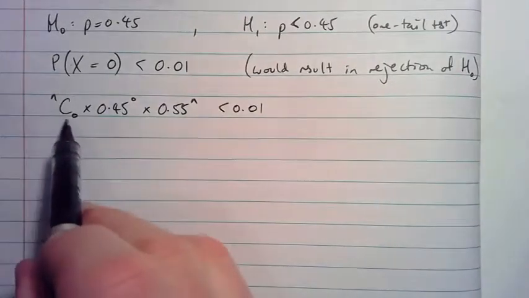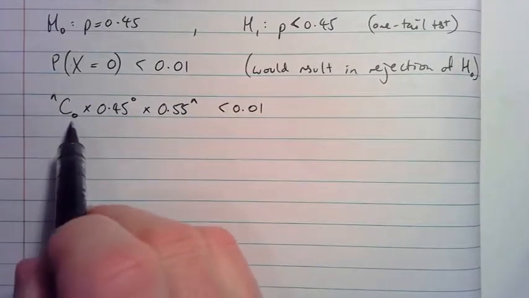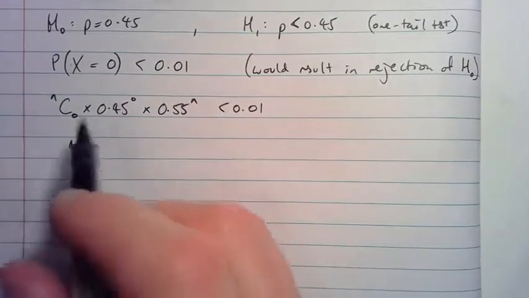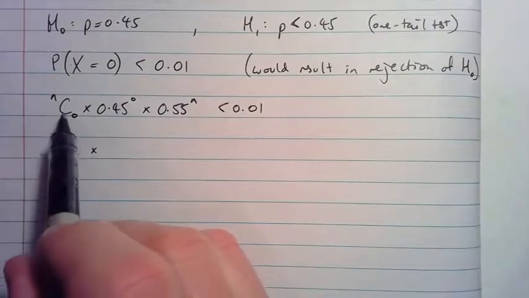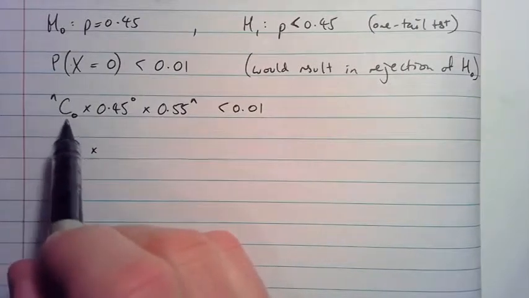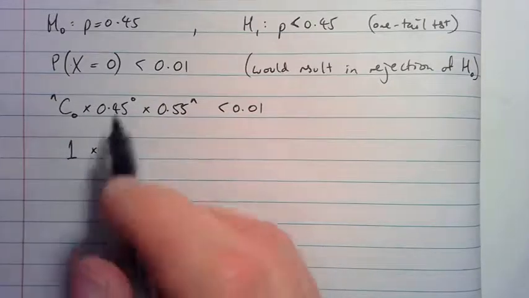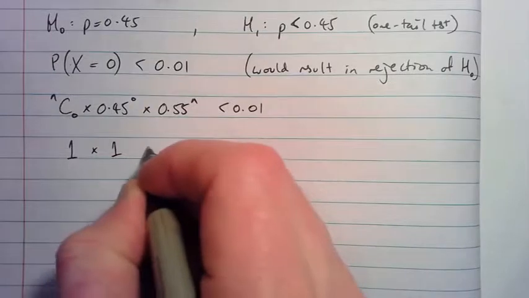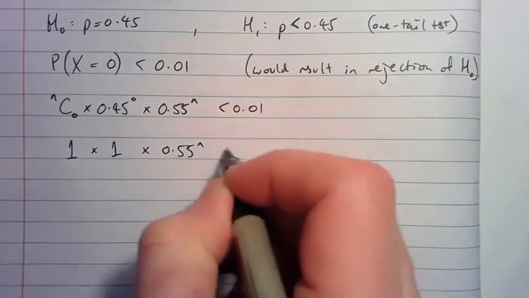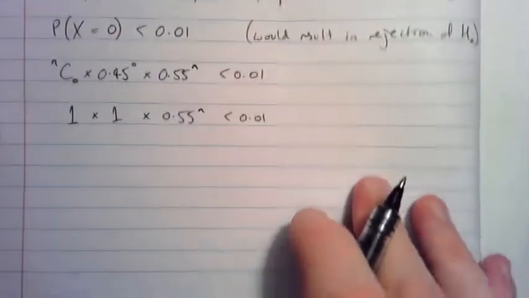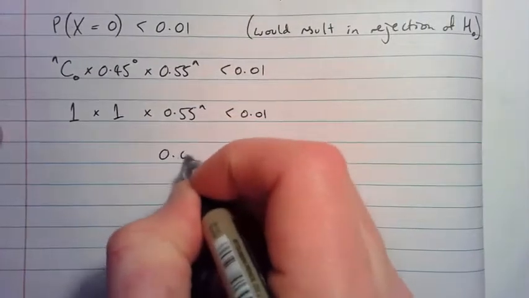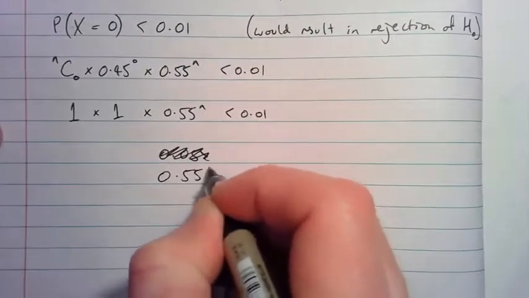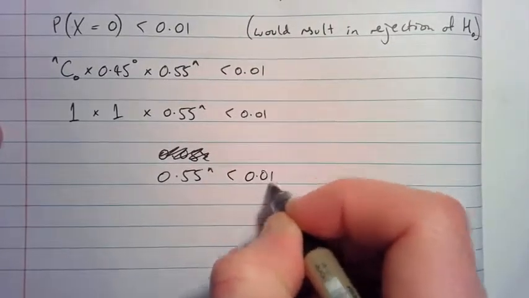Now, nC0, anything choose 0 is always 1. And if you're not sure about it, just check it on the calculator. Do 5C0, 6C0, 7C0, etc. You always get 1. 0.45 to the 0, well, that's just 1. Okay, so 1 times 1. So we're just left with 0.55 to the n is less than 0.01.